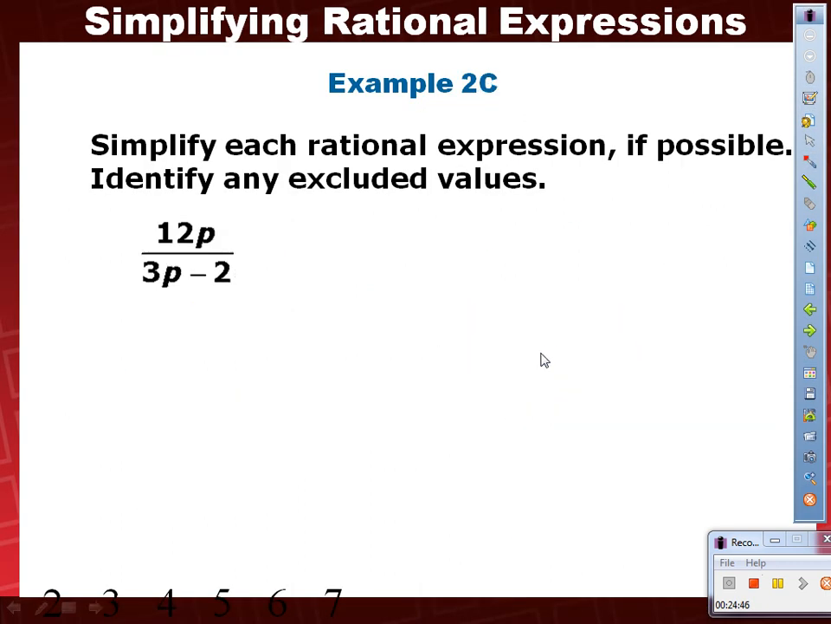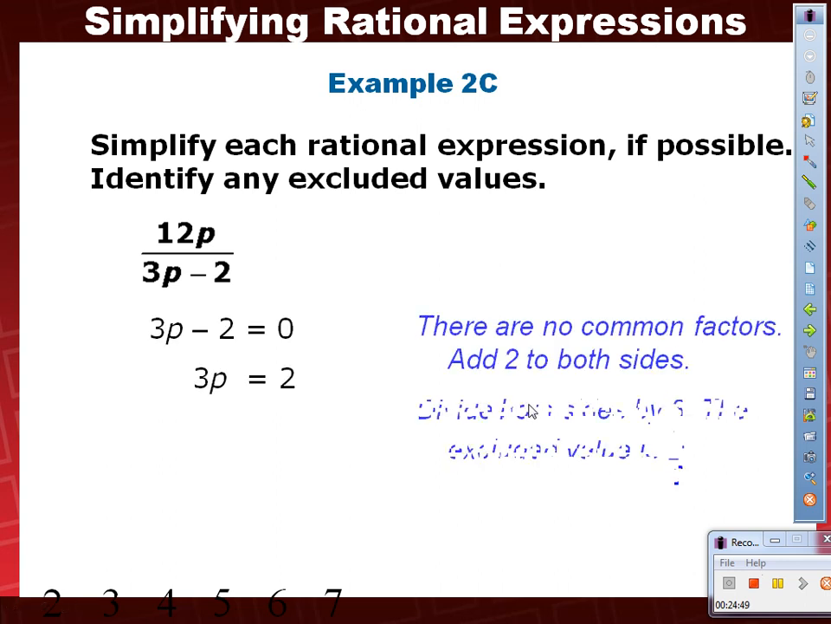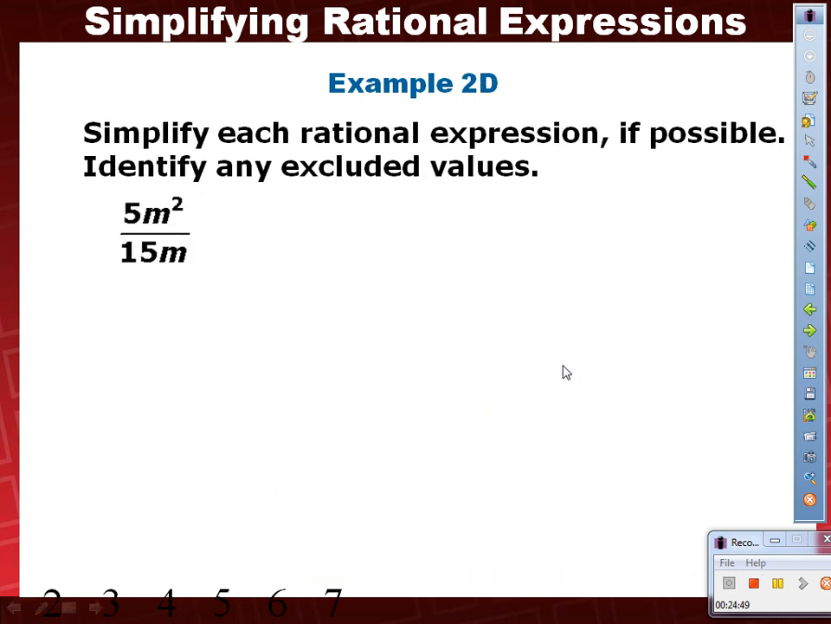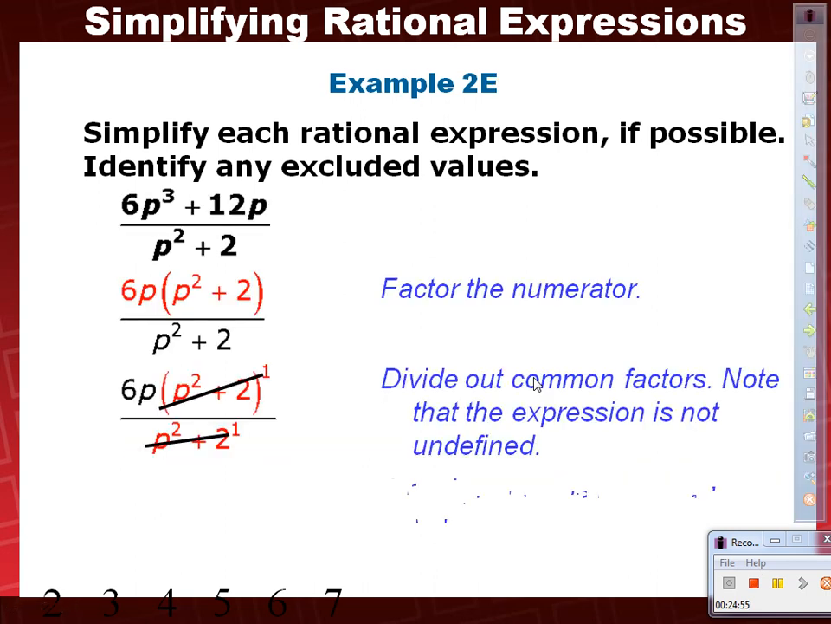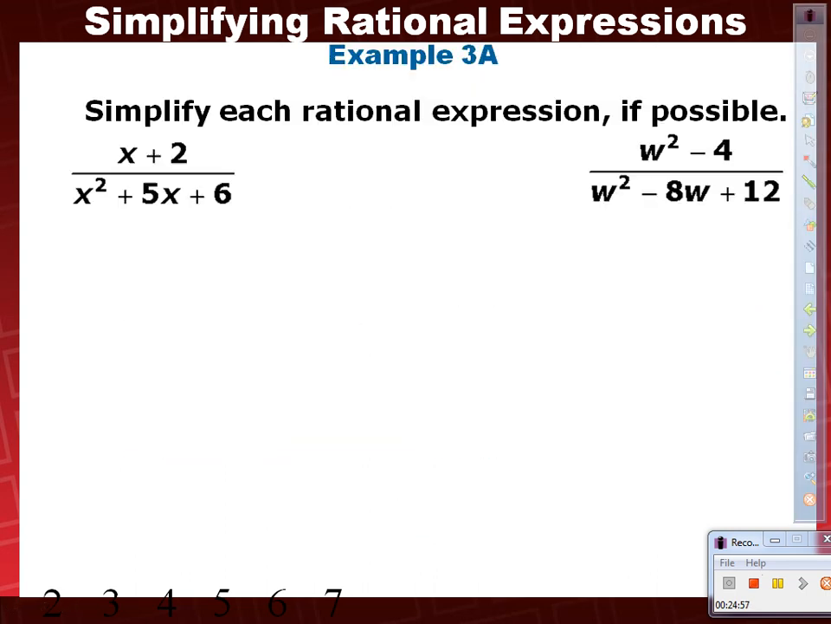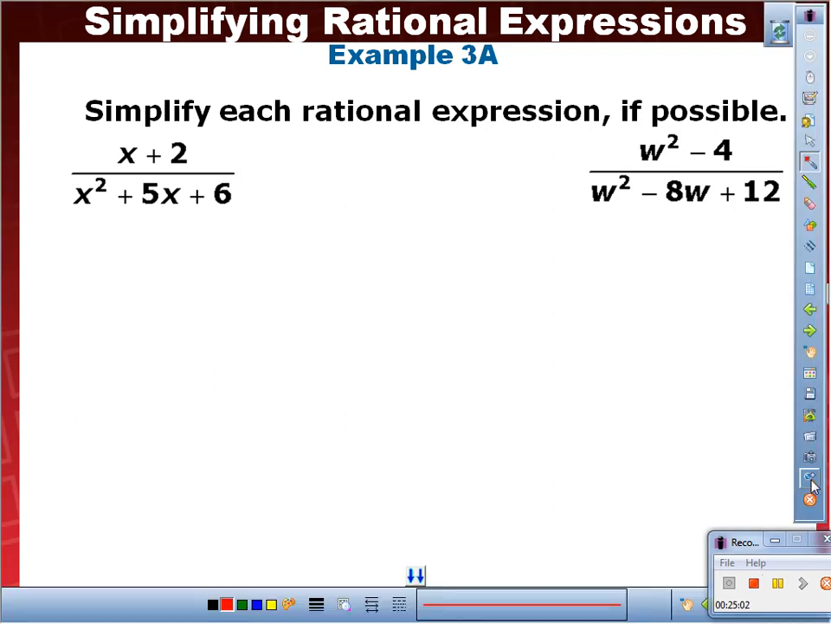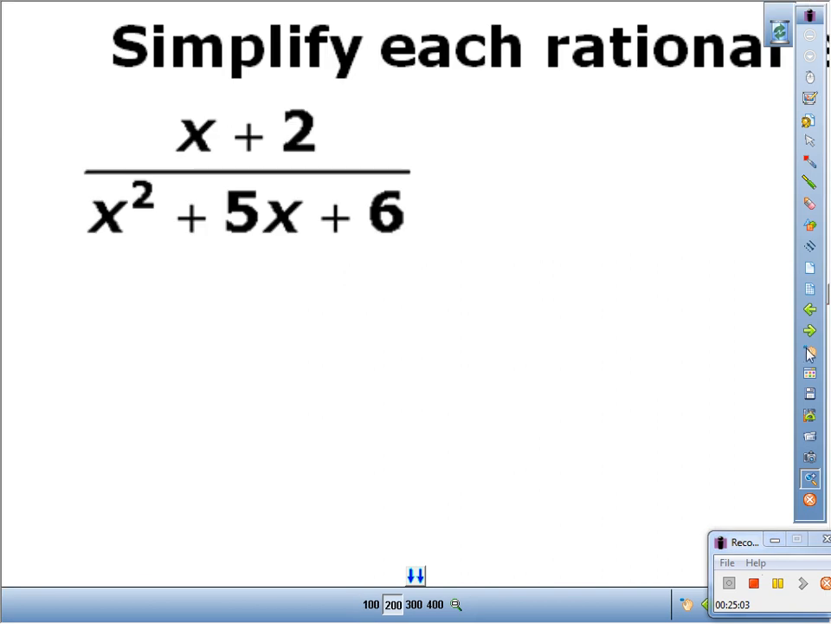Example 2C. No, that's too easy. How about this one? Oh, we had it written. Oh, let's kick it up a notch, yes? Sorry. Copy this one, example 3A, and just copy this one.